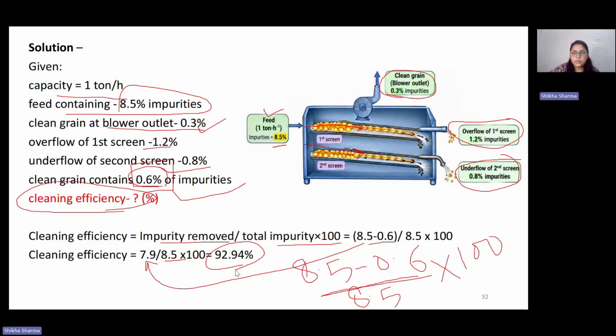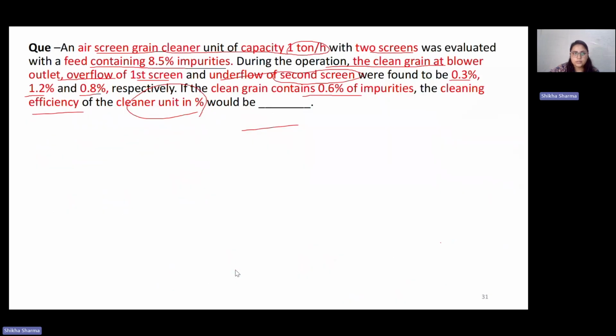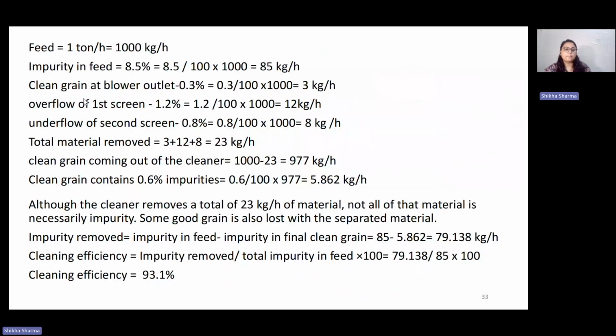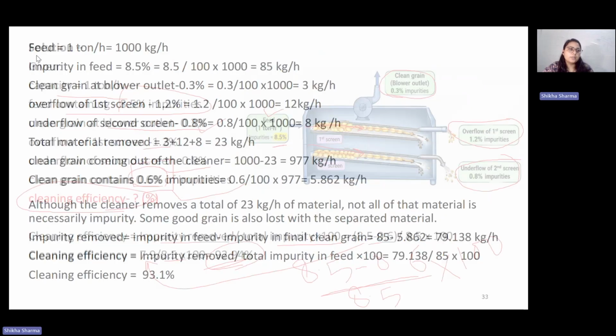One way of doing this is this way, and the other is the proper calculation. If we do it like this, it is approximate. 92.94% can be the cleaning efficiency, but when we do the proper calculation, taking everything into account, how can we solve this question? So this is the approximate answer here.